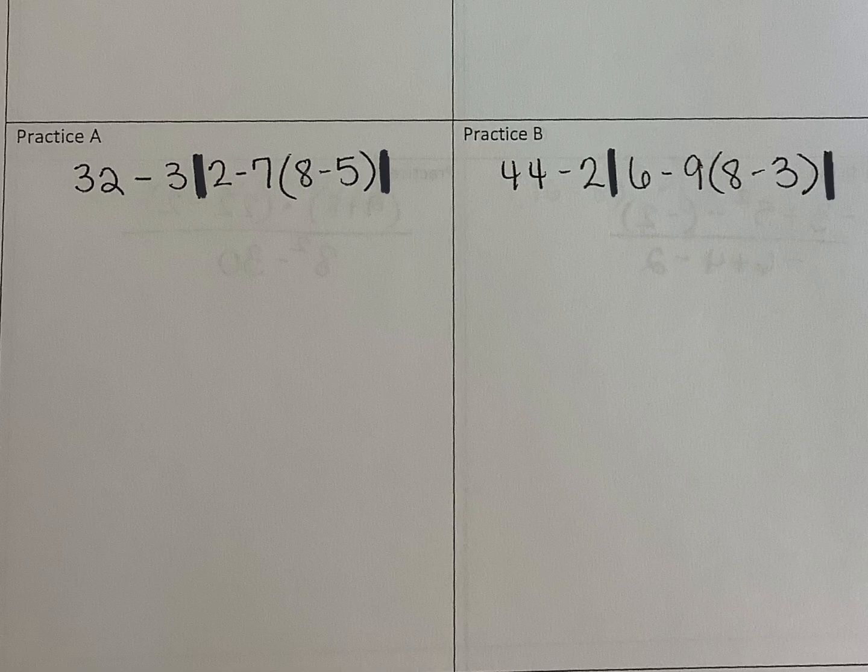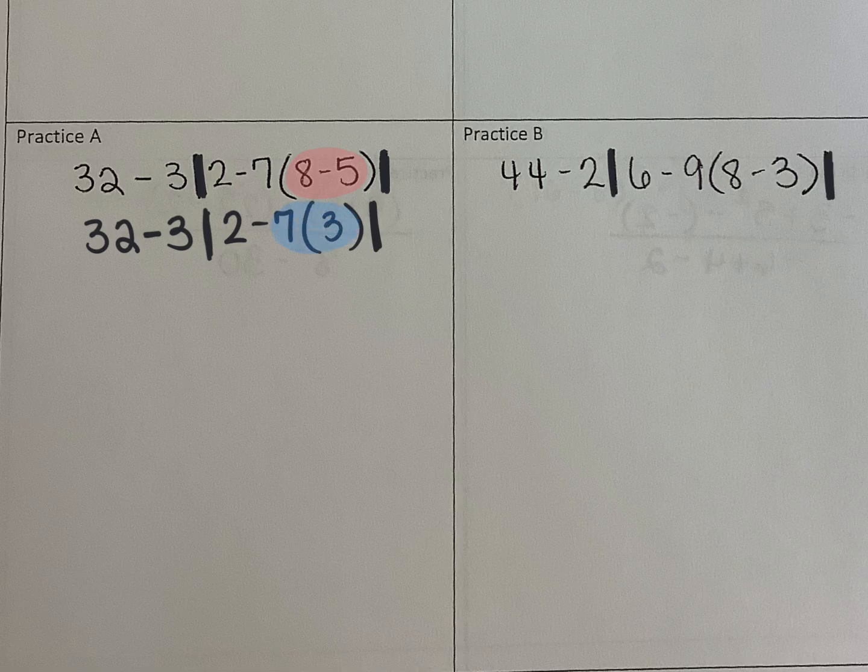Okay, so on practice A, what's the first thing we're going to do? Inside parentheses, inside, of course, the absolute value. So we have 32 minus 3. And remember, this is 32 minus 3. That's going to be one of the very last things you do. Okay, so we have absolute value 2 minus 7. And what am I multiplying 7 by? 3. All right, so I'm still inside that absolute value, and what is my next step?